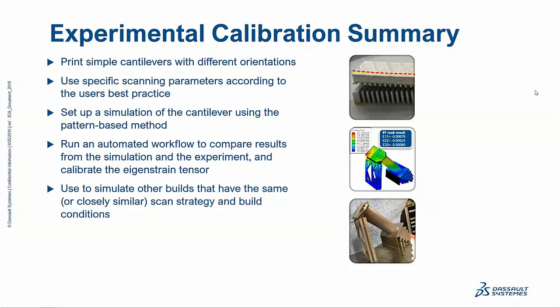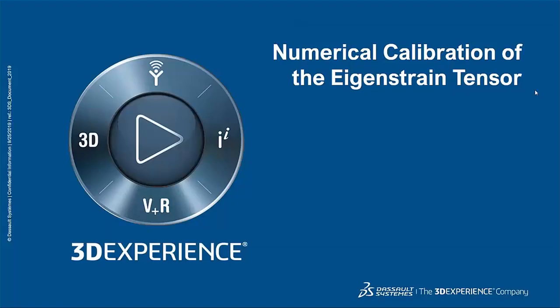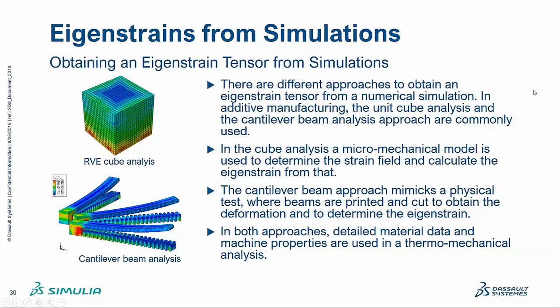And then we have the numbers, the eigenstrain tensor, which you may apply to other specimens, other test full-size specimens as well. Now, talking about 2 methods, the other option is the numerical calibration of the eigenstrain tensor, which is possible if we have access to a full thermomechanical simulation. So in this case, we have actually 2 possible approaches that we will discuss today.